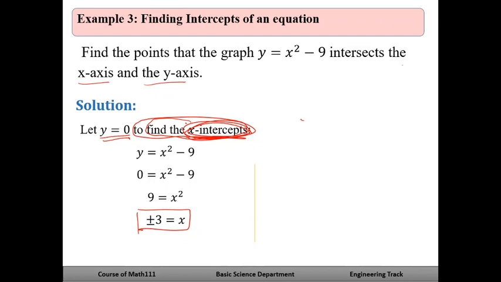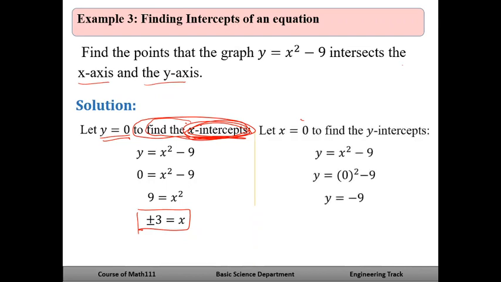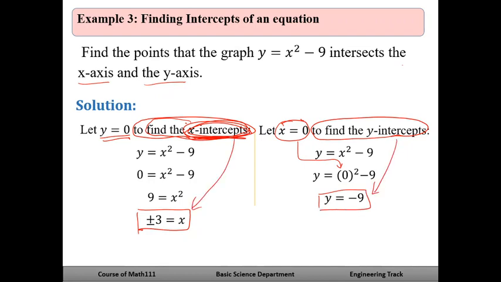Now to find the y-intercept, you set x equal to 0, plug it into the equation, and find the y-intercept. But it's asking for the point. When it says find the point, it means the ordered pairs, so we want the coordinates of the points.